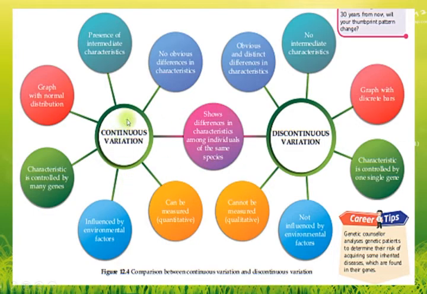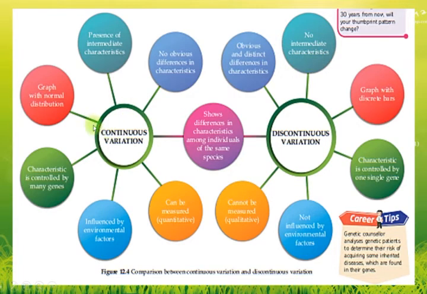Now the differences. For continuous variation, there are no obvious differences in characteristics. For discontinuous variation, there are obvious and distinct differences in characteristics. The second difference is the presence of intermediate characteristics: present in continuous variation, and none in discontinuous variation.